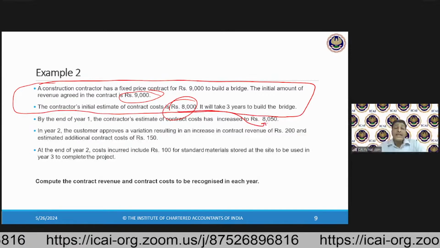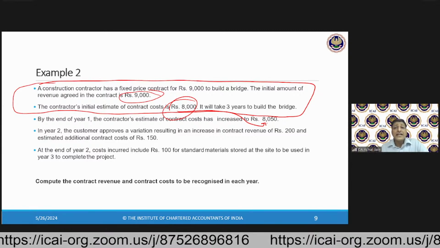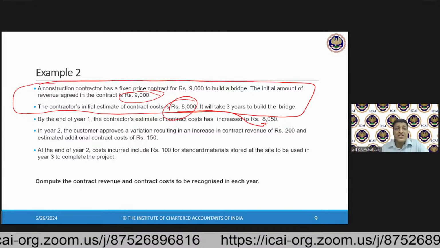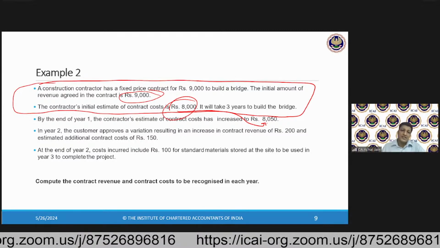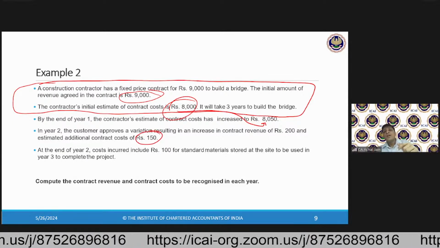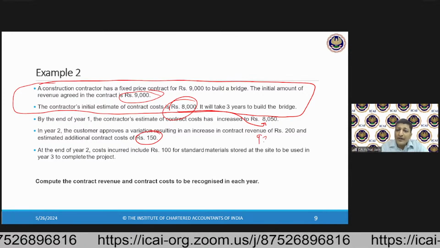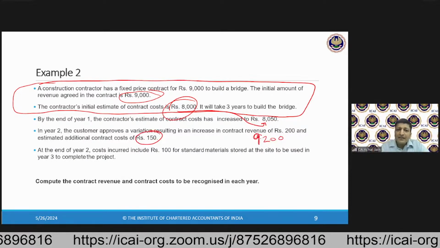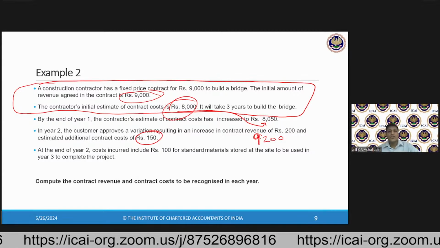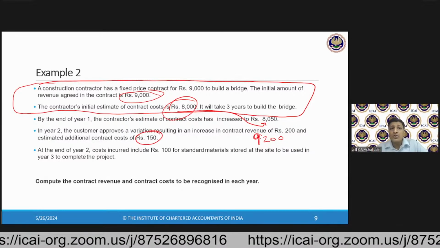Then in year 2, the customer approves a variation, resulting in an increase in contract revenue of 200, and estimated additional contract costs have also arisen, amounting to 8150. So in year 2, what is going to be the amount of revenue? This will become 9200. And what will be the amount of estimated cost in year 2? Can you tell me?